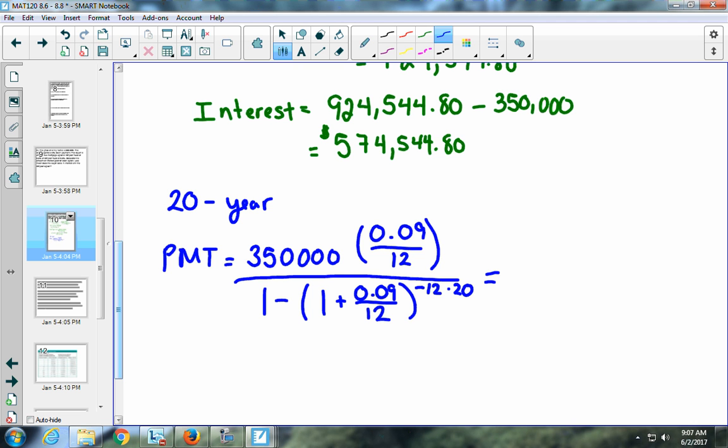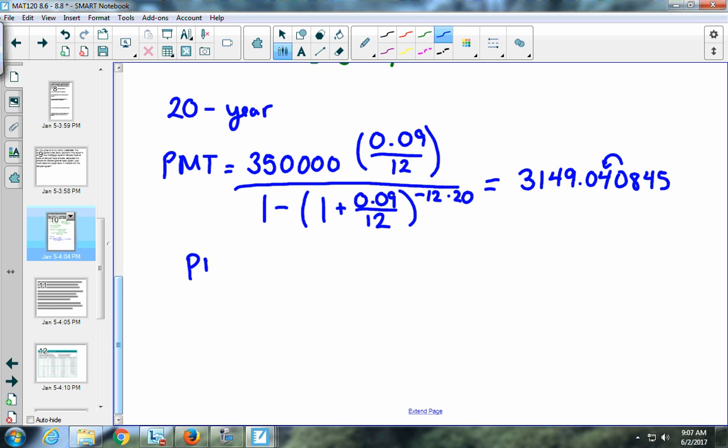If I do that, I end up with 3149.040845. I still want to round to the nearest cent. My 0 tells me to round down, and I get that the payment is $3,149.04. Just like before, I need to find the interest.